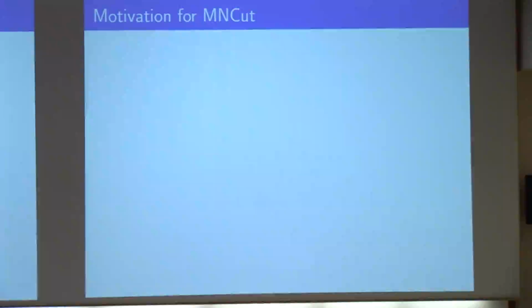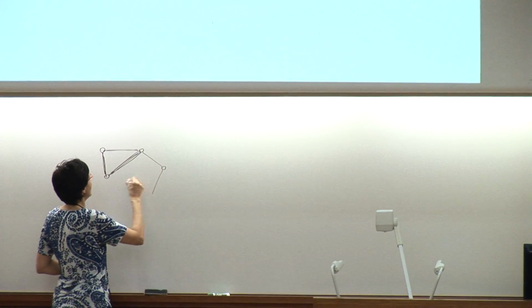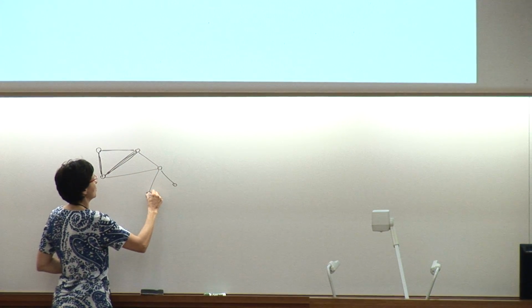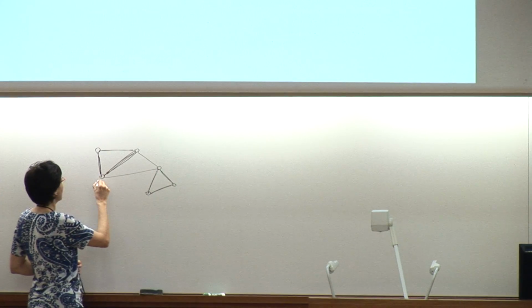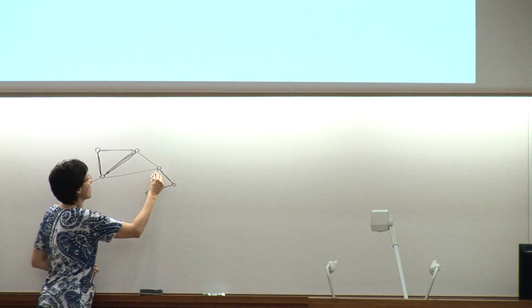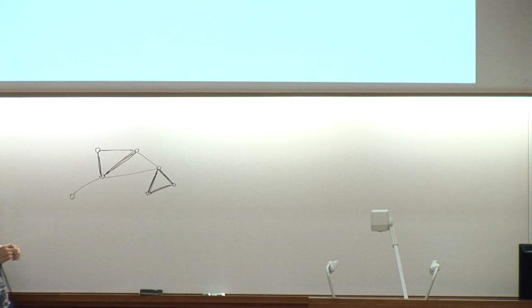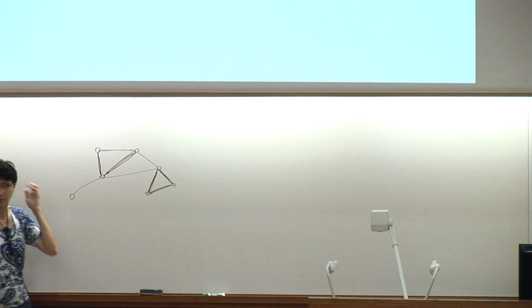I'm sorry, this still didn't appear. So this is what's on the missing slide. Suppose I have a graph like this. Really strong connections here. Strong connections here. And maybe a weak connection here. And these are also weak connections.